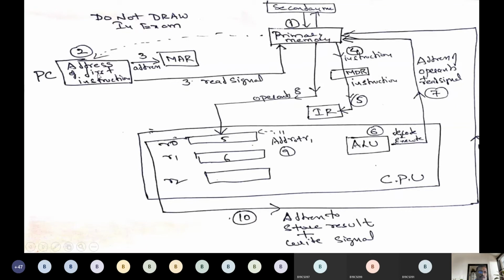Again the address of the third instruction is loaded, and the same process follows. Next the address of the fourth instruction is loaded, same process. The address of the fifth instruction is loaded, same process. The entire program ends.